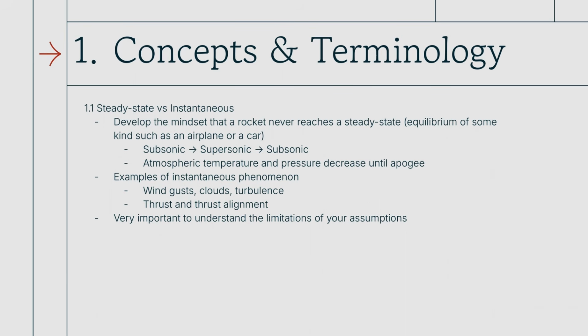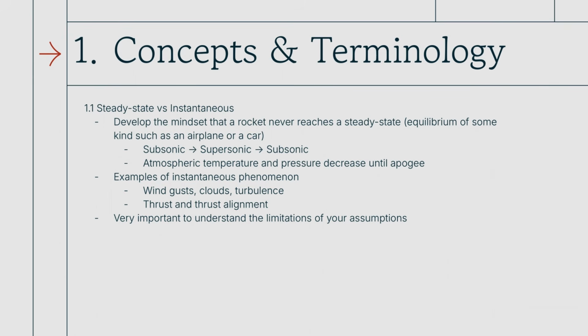But in a rocket, we're talking about the span of a minute. You go from subsonic to supersonic, back to subsonic. In that time, you've lost 80% of your atmosphere. You've gone from 20 degrees to negative 40 degrees. There are wind gusts, there is turbulence, there are clouds, and you're accelerating for part of that, then decelerating for part of that.